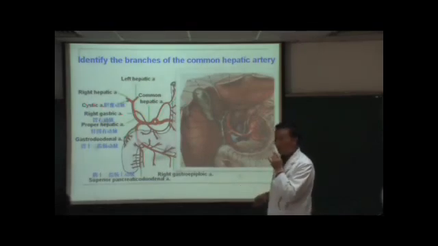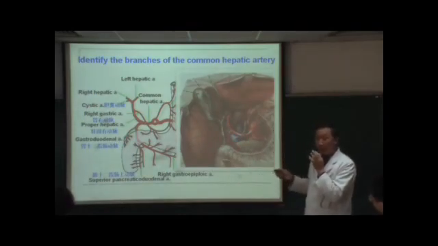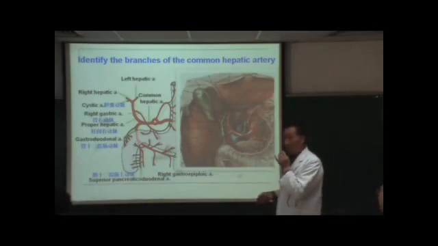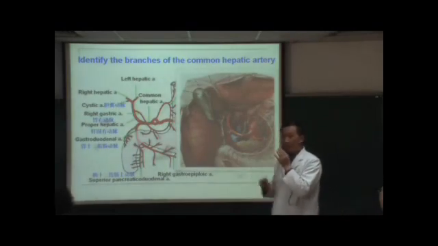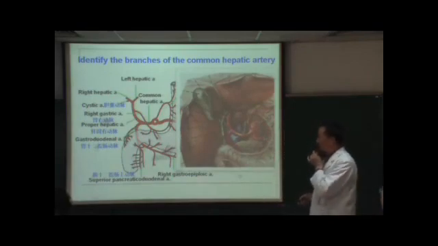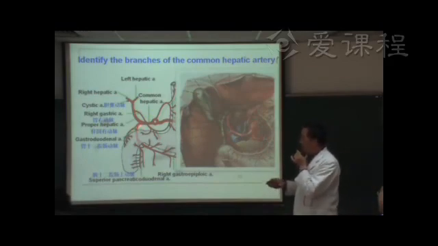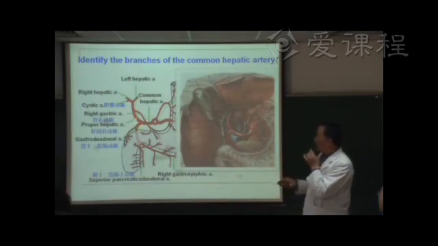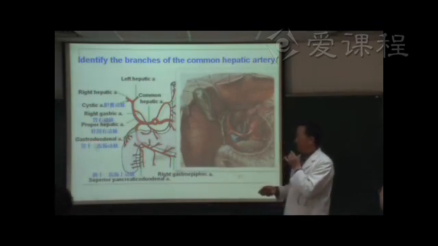What is the cystic artery? Of course, where will it go? Yes, go first. And which region will it pass through? Yeah, the Calot triangle. You are right. Okay. And let's see the inferior division. This branch of the common hepatic artery is called the gastroduodenal artery. Read it, please.